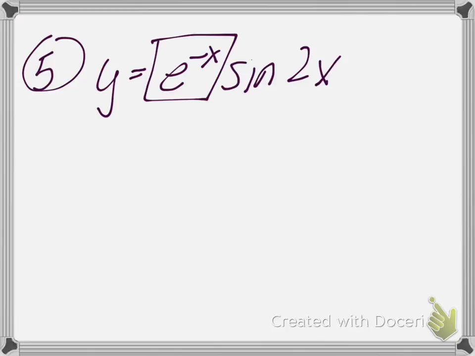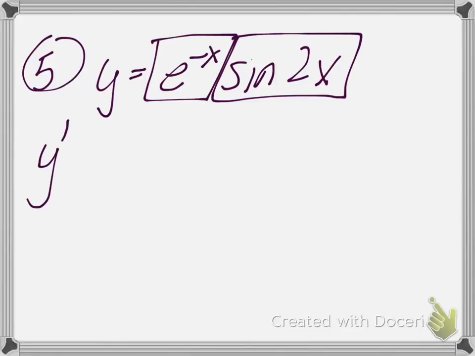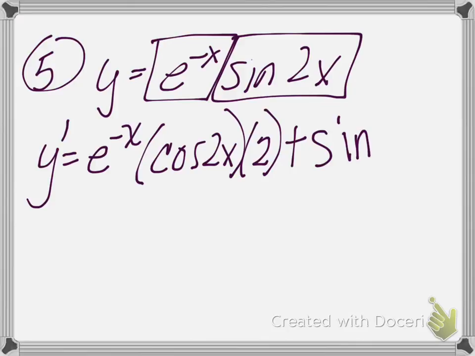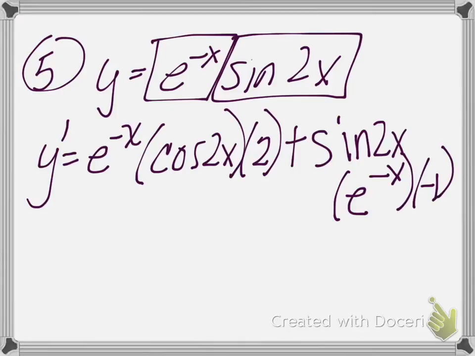Okay, this is a product rule. This times that. Okay, so it's the first times the derivative of the second. The derivative of sine of something is cosine of that something times the derivative of the something. Okay, so it's the first times the derivative of the second plus the second times the derivative of the first. So the derivative of e to the something is e to the something times the derivative of the something. Okay. Number 6.